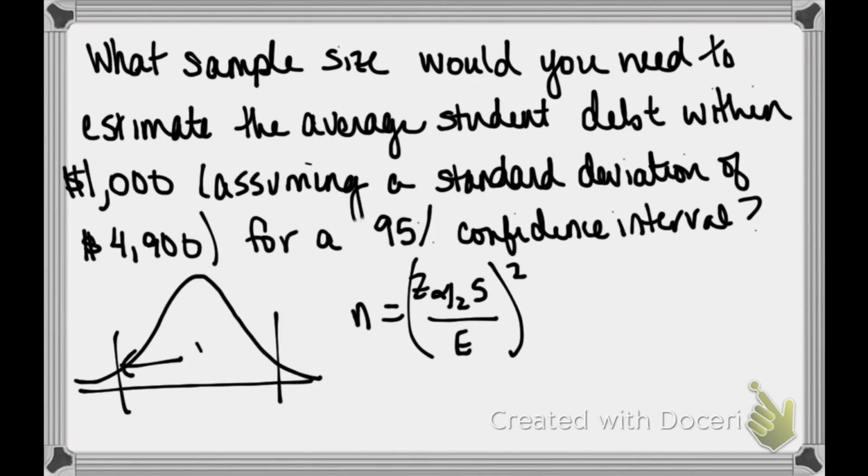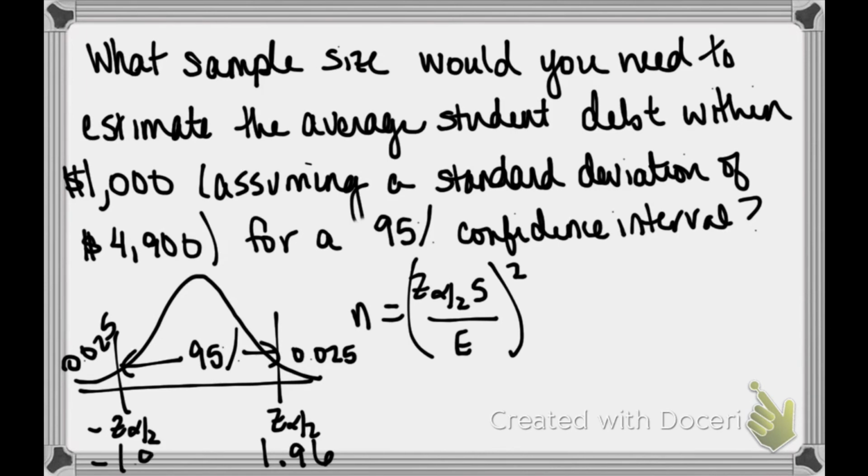So here we have our formula, and the first thing we need is Z alpha over 2. What we have is a 95% confidence interval. That means we have 2.5% or 0.025 in each tail. So you can go on to StatCrunch or a normal calculator and find the area to the right of 0.025, and you'll find that's 1.96. The Z value, or critical value, is 1.96. So I'm going to plug in 1.96 for my Z value.